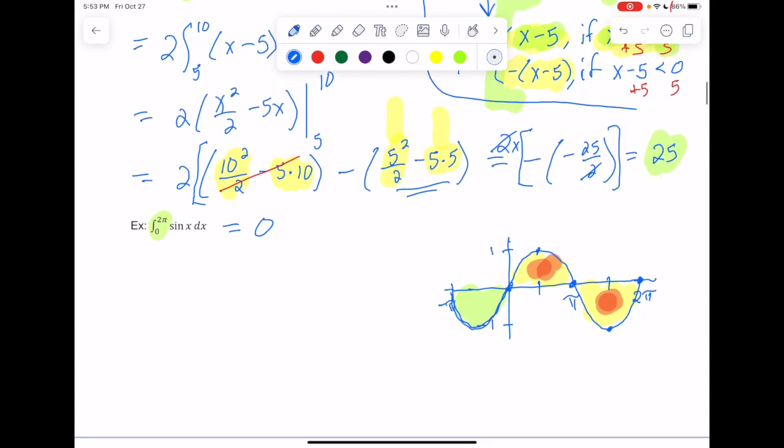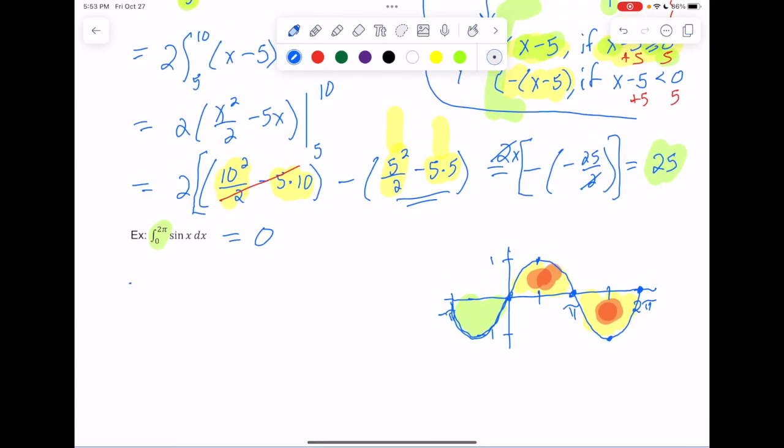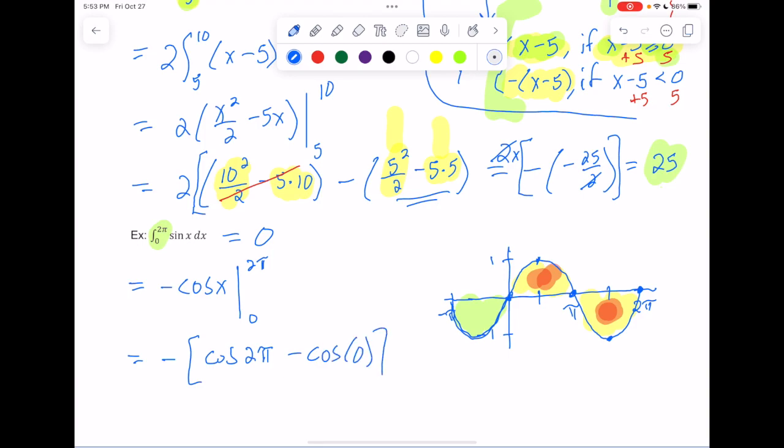Let's go ahead and do the work too, just to get some practice with definite integrals. What's the antiderivative of sine? Negative cosine. And then you would evaluate that from 0 to 2 pi. You can take the negative out front, plug in cosine of 2 pi minus cosine of 0. You can have that negative out front.